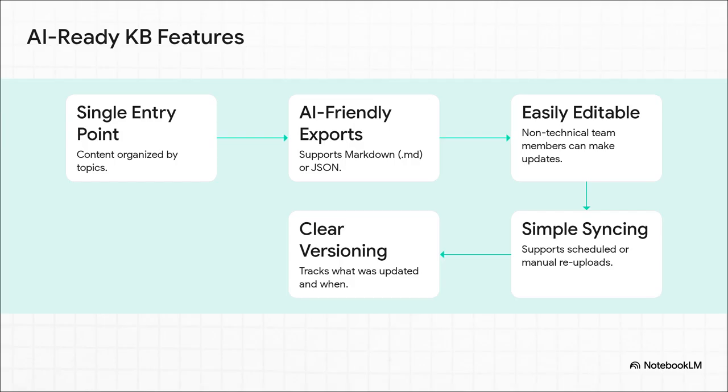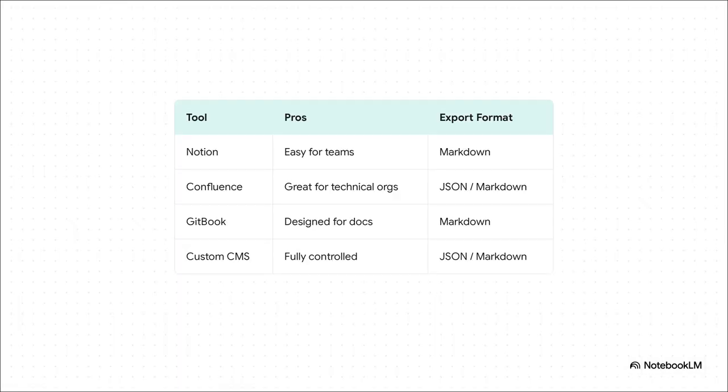And on the tech side, it needs to support AI-friendly formats like Markdown for clean exports, have a simple way to sync, and track versions so you always know what changed and when. And the best part? You probably don't need some crazy, expensive, custom-built system. Tools you're likely already using, like Notion or Confluence or GitBook, are perfect for this. They're built for exactly this kind of collaboration.